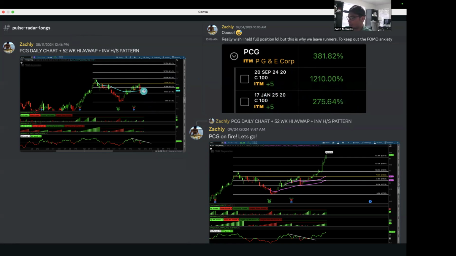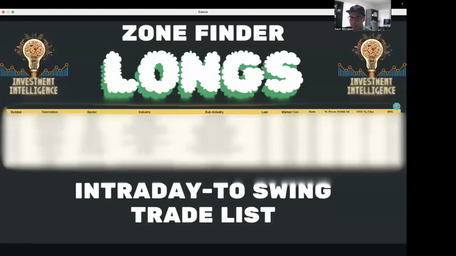This is what it looked like over there. This is what it looked like here. Just completely, absolutely crushing all of those price targets that you see right here. It went above all of them. Great trade, right? And that's from the pulse radar.